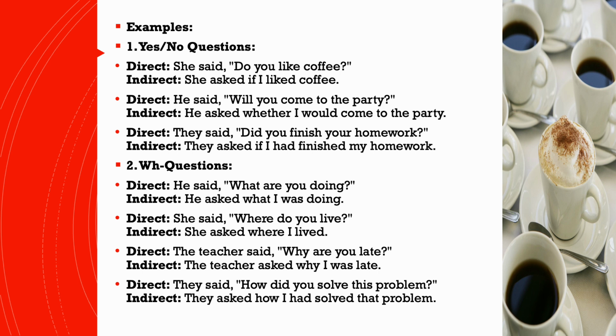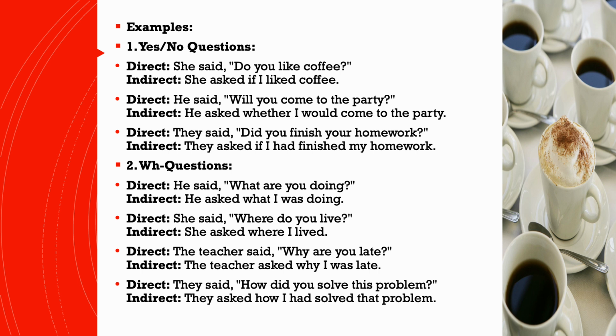Now there's a question asked. So first we'll look out for the reporting verb. Here it is said. So we have to change it into asked, and then since it's a yes or no question, we'll add in if or whether to it. So it will be, she asked if I liked coffee.